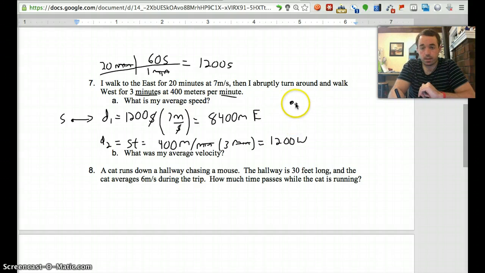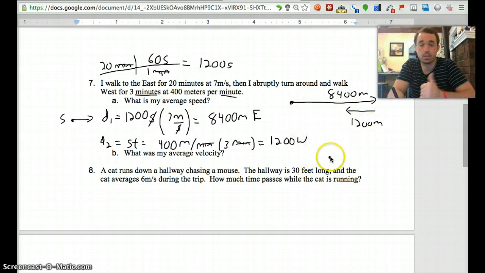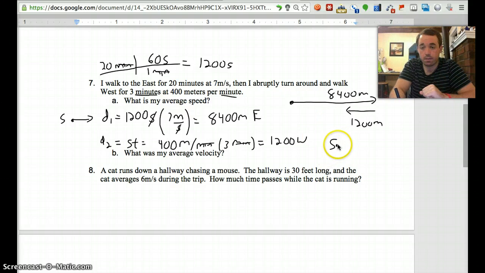So just a quick drawing to help me see. I go 8,400 this way, abruptly turn around, come back less, 1,200 that way. So average speed is my total distance divided by my total time. My total distance doesn't matter the direction, so I'm going to add them up. 8,400 plus 1,200 is 9,600. So my average speed is 9,600 meters divided by seconds.